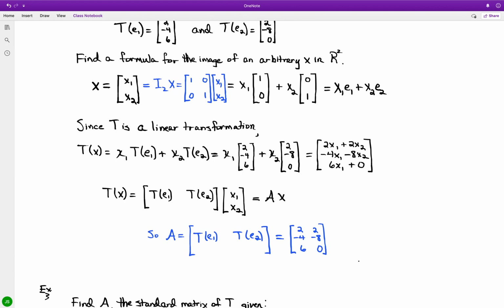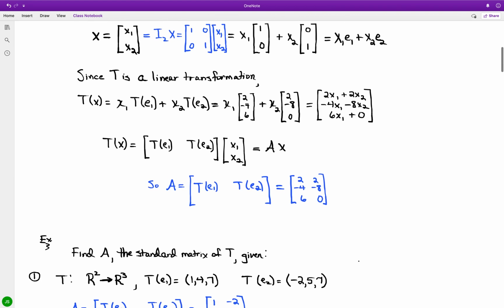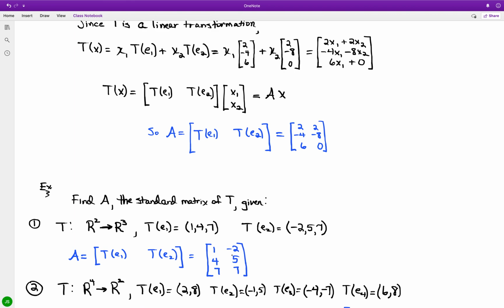Now, let's look at some examples. Say we're finding A, the standard matrix of T, where the transformation goes from R2 to R3, and the transformation of e1 is equal to (1, 4, 7), and that of e2 is equal to (-2, 5, 7). For the matrix A, we're looking at a 3 by 2 matrix. The first column comes from the transformation of e1, so we have (1, 4, 7). The second column comes from e2, so we have (-2, 5, 7), and that is the resulting matrix.